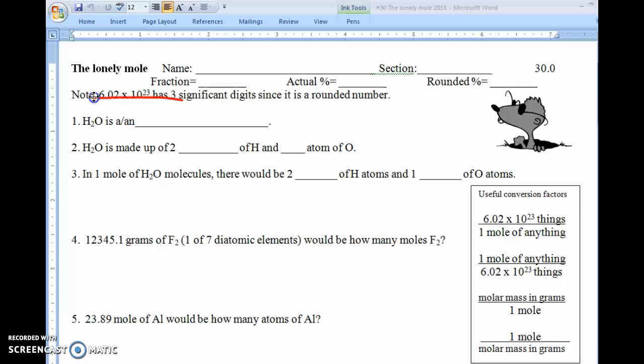So number 1, H2O is a molecule. Number 2, H2O is made up of 2 atoms of hydrogen and 1 atom of oxygen. And in number 3, in 1 mole of water molecules, there would be 2 moles of hydrogen and 1 mole of oxygen atoms. So now we're just going to go ahead and go right into the problems.